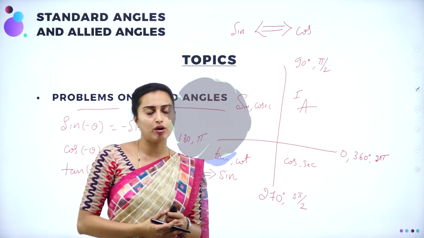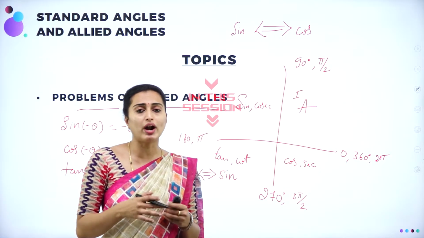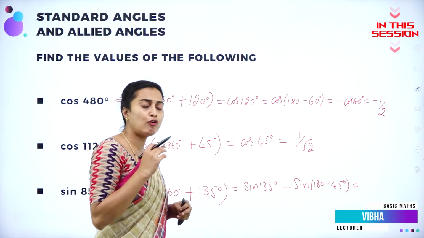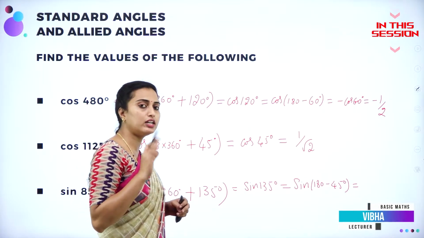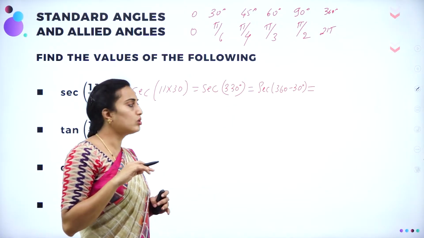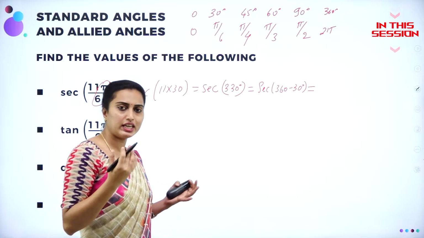The signs of the trigonometric functions will depend on which quadrant it will fall. Sine of 180 minus theta is plus sine theta because it falls in the second quadrant. Second quadrant sine is positive. Cos of 360 minus theta is cos theta. So secant of 360 minus theta is secant theta.